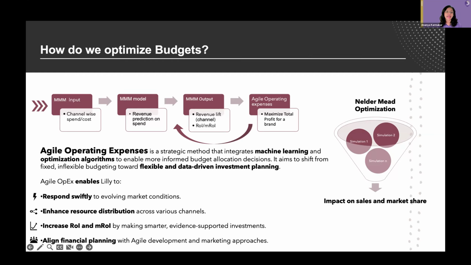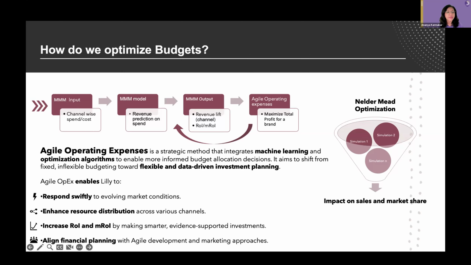impactable lift. So as shown at the top, Agile OPEX is tightly coupled with the impact model outputs as well as inputs. It uses channel level revenue lift and ROI estimates to simulate various spend scenarios using this algorithm called Nelder-Mead optimization algorithm, and it predicts the impact on sales and marketing share. So techniques like Nelder-Mead are employed to iteratively refine these budget allocations.